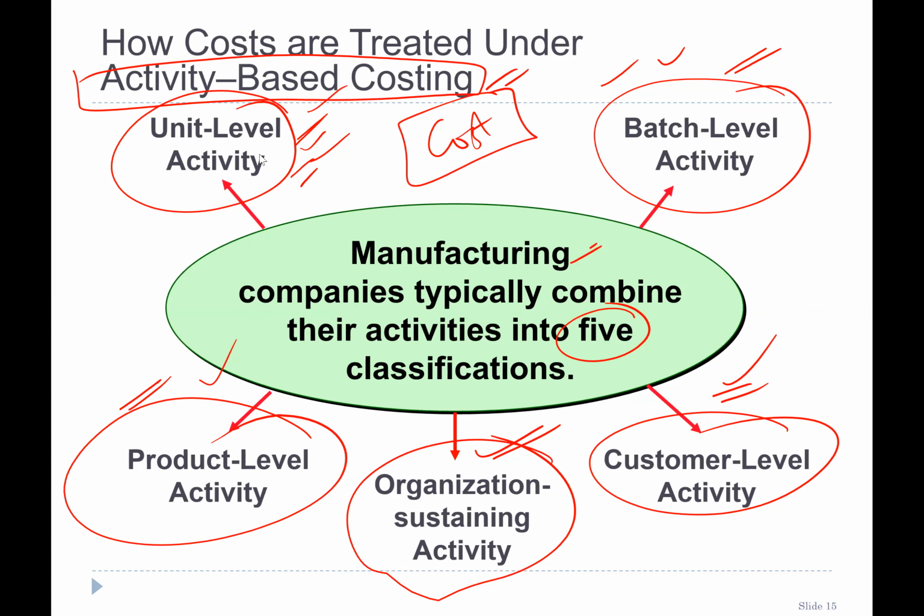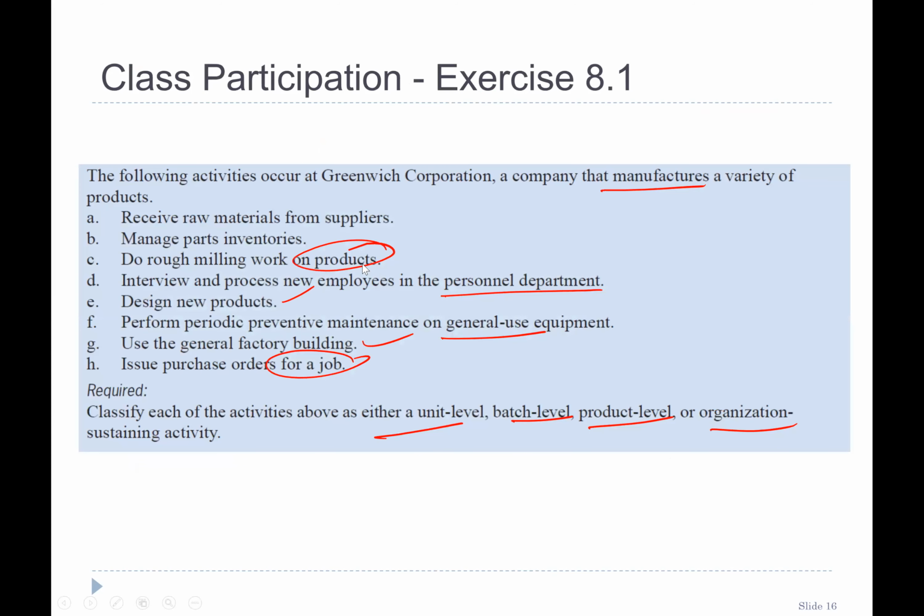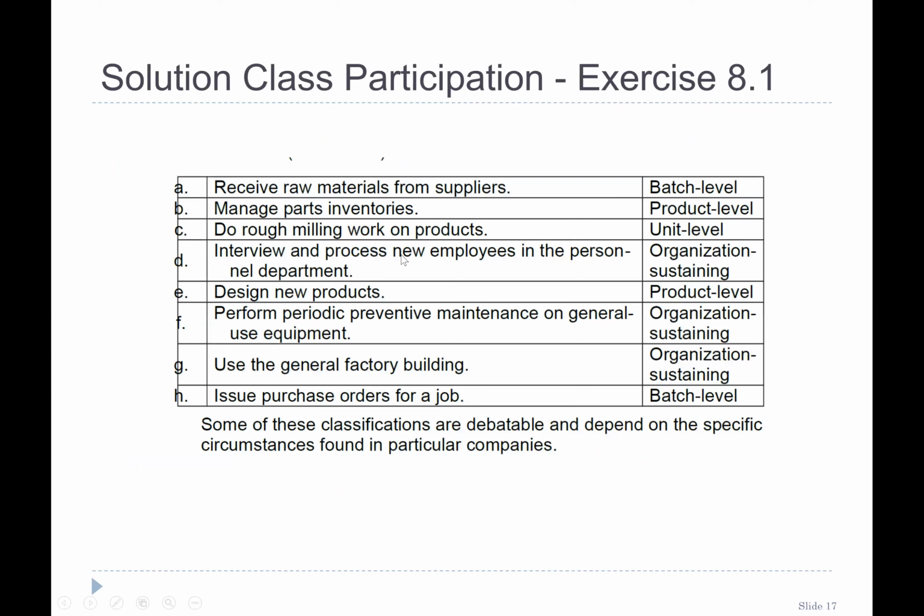Okay, so let's go further. Review raw materials from supplier. Let's talk about the solution here. It's a batch level activity, right? Because these are suppliers. Suppliers are providing you different raw materials coming from different suppliers. So it's a batch level activity.